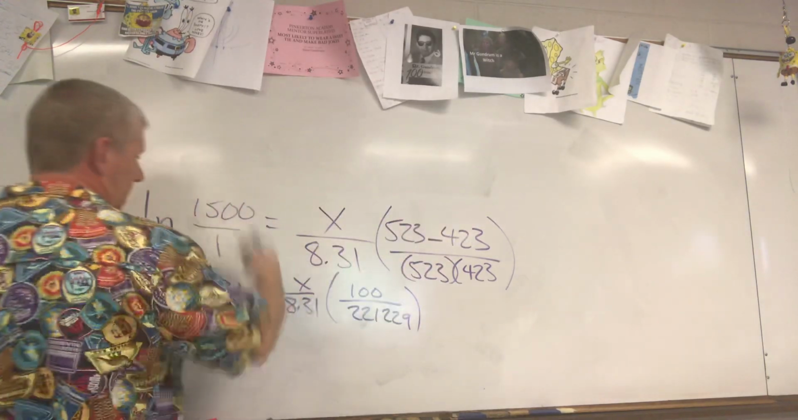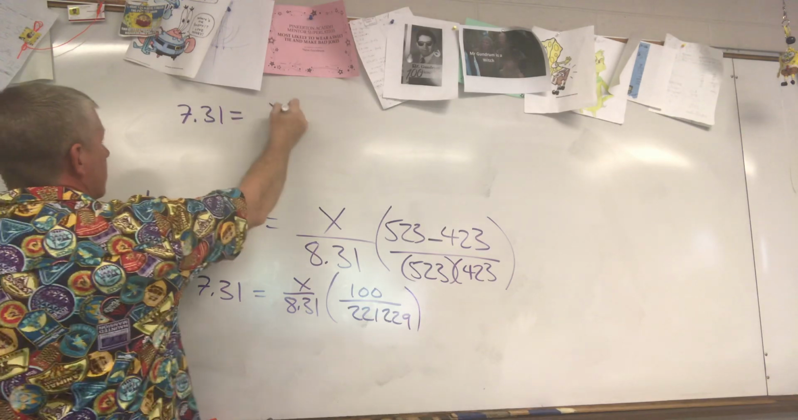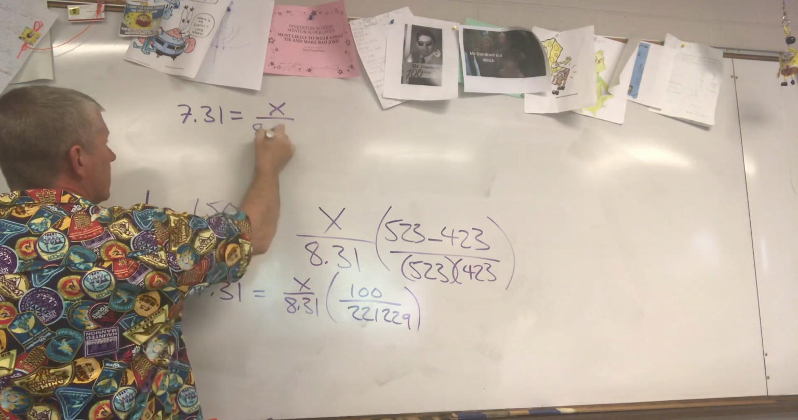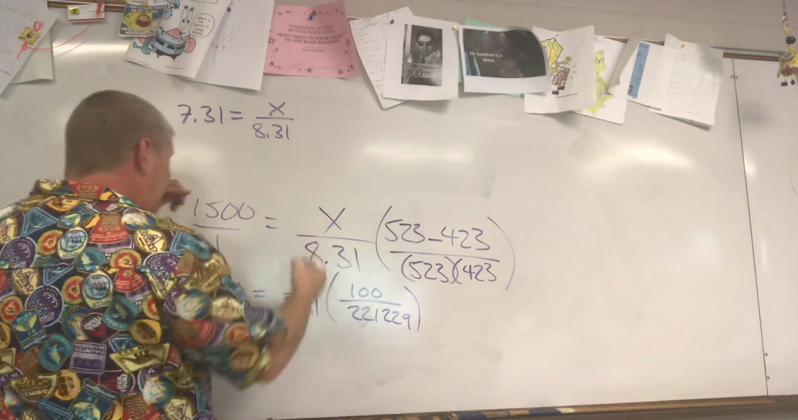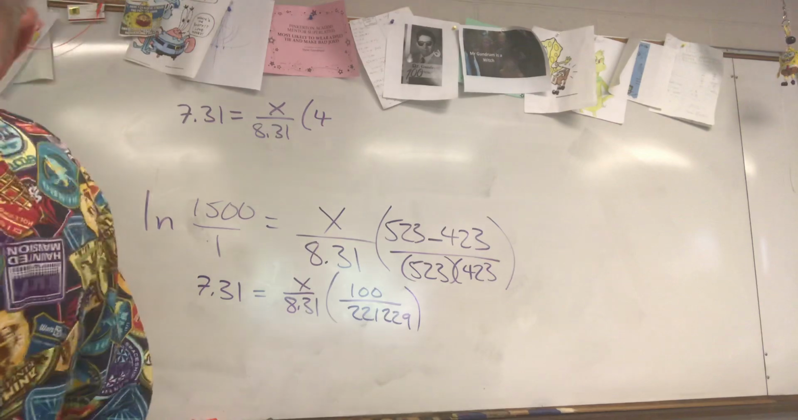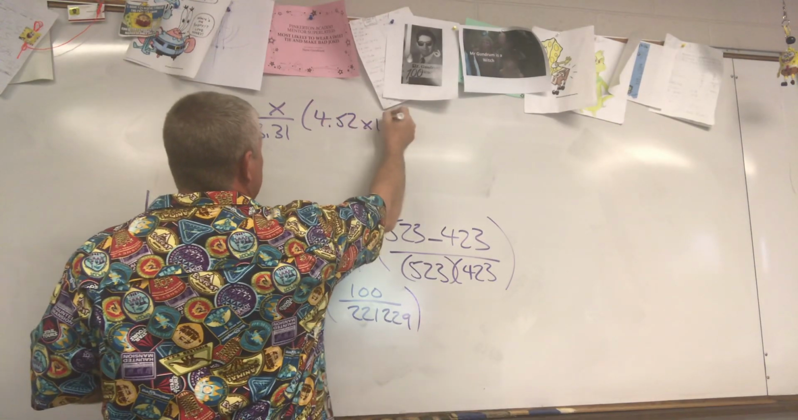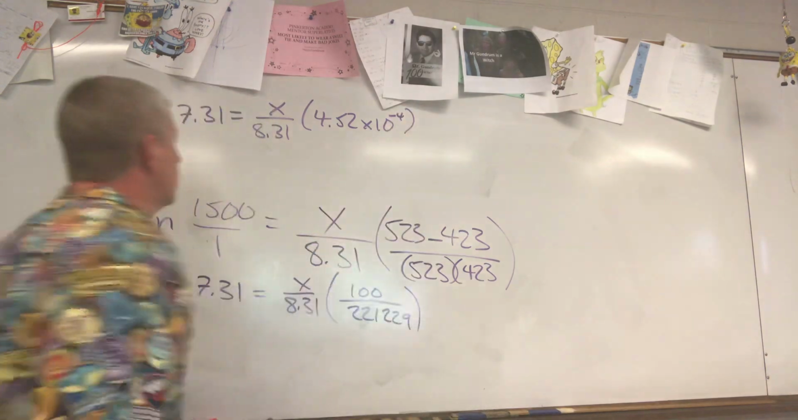Now I'm going to go back up top here. So here's what we have. 7.31 equals x over 8.31 multiplied by, I forgot, 4.52 times 10 to the negative fourth. All right.